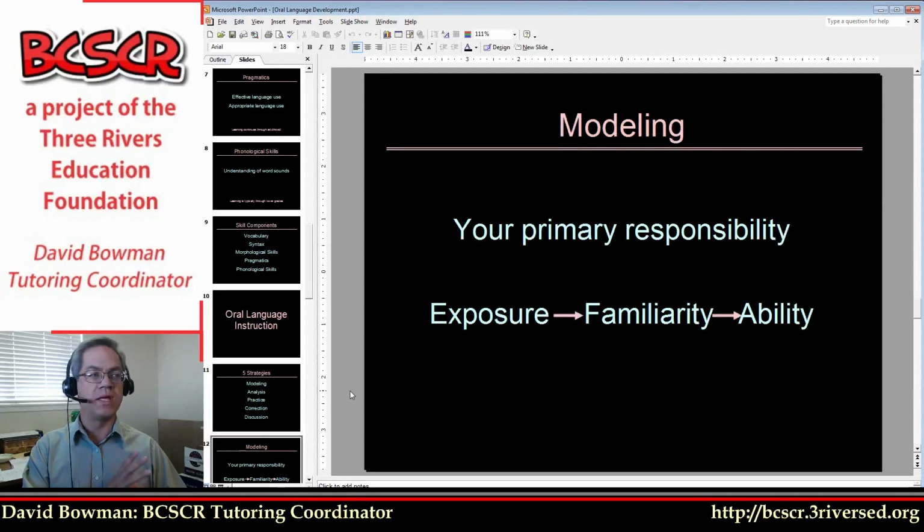The first of which is modeling, and this truly is your primary responsibility as a tutor, to make sure that you are modeling appropriate, effective language use. See, when children are born, they hear a lot of sounds around them, and they make a lot of sounds, and they get exposed to how language is being used in that particular environment, and they gain a familiarity with it. And from that familiarity and from practice, they then gain the ability to use language.